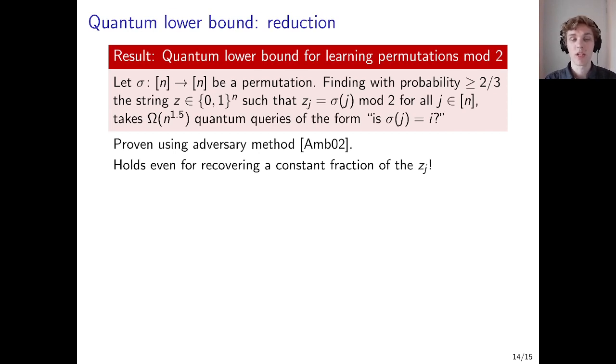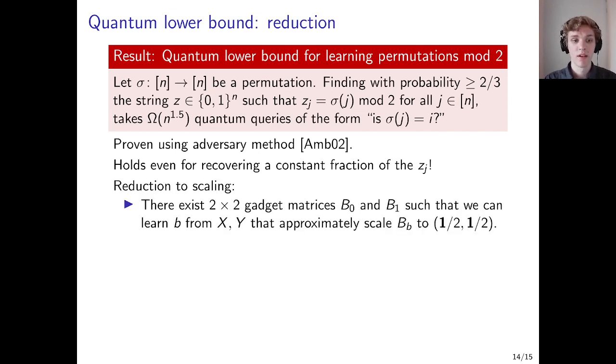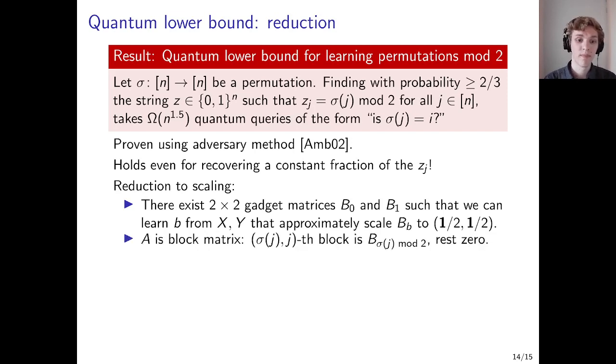Now, how do we reduce this problem to matrix scaling? So what you can show is that there exist little 2x2 matrices, B0 and B1, such that from approximate scalings of these matrices, you can tell whether you had a B0 or B1. Then what you do is you construct a matrix A, which is now a block matrix with n by n blocks, each of size 2x2. So the sigma j-th block will be B of sigma j modulo 2, and the rest of the blocks are just 0 blocks.